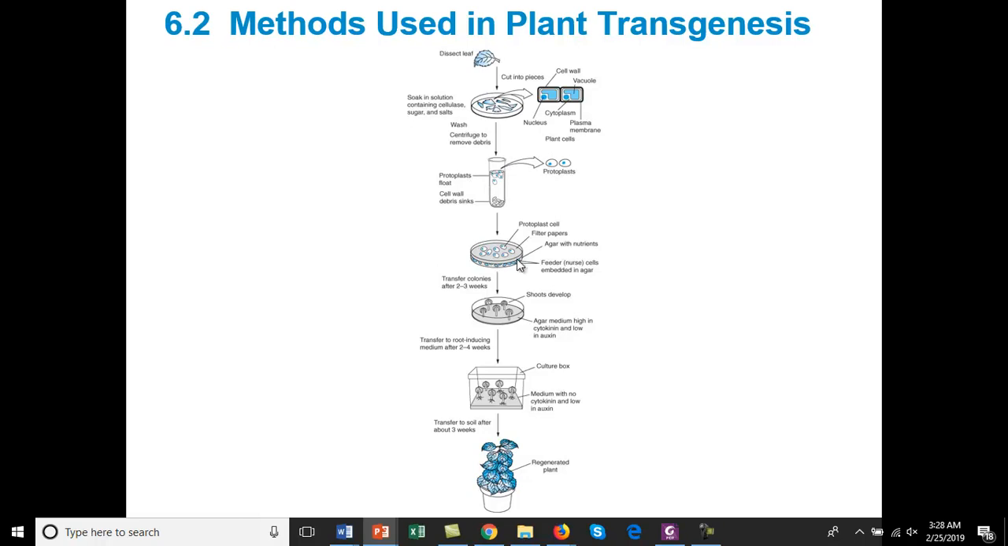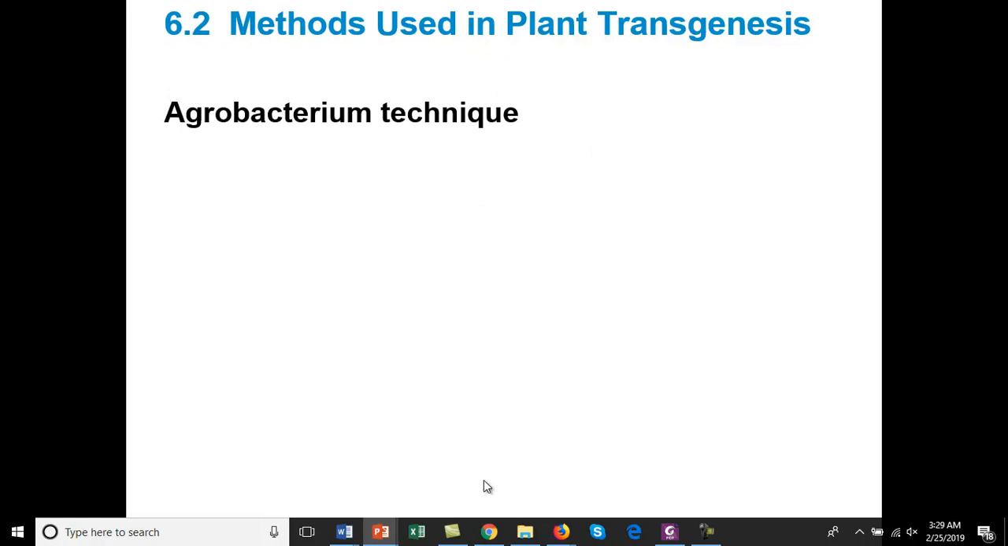and then you grow the protoplasts directly on filter paper. I would do this a little bit differently. In order to get the protoplasts to fuse, you actually want to add polyethylene glycol in this particular step. Here's my arrow, polyethylene glycol. Then you let these grow on growth media, and then you transfer them to shooting media, transfer to rooting media, and then you get full plants. So that's how protoplast fusion works.